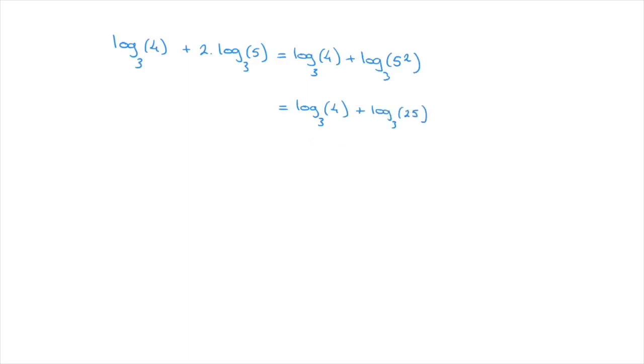We now have 2 logarithms which are both written in the same base 3, which are being added. So we can use the addition rule that we've already seen to state that this equals log base 3 of 4 times 25. Finally, since 4 times 25 is equal to 100, we can state that this equals log base 3 of 100. And that's the final answer. We've just simplified this logarithmic expression as much as possible.